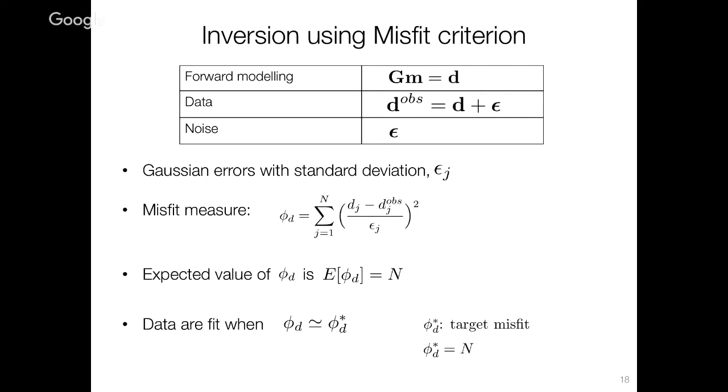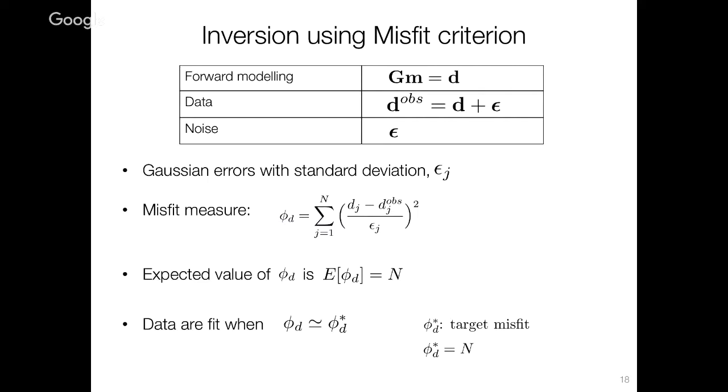If the data errors are Gaussian, zero mean and unit standard deviation, and the division by epsilon here tries to accommodate that, then we've got a statistical quantity here for which there's an expected value. So the expected value of this quantity here is approximately equal to the number of data.